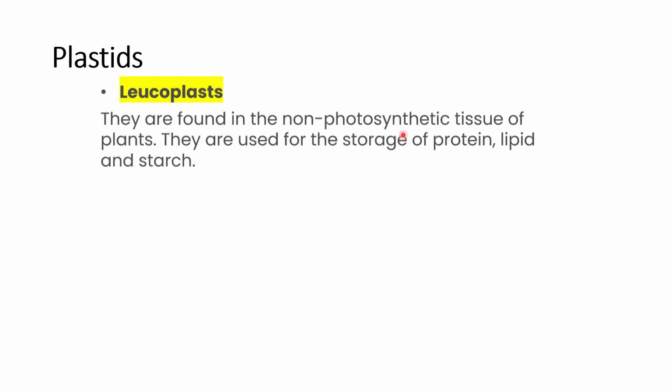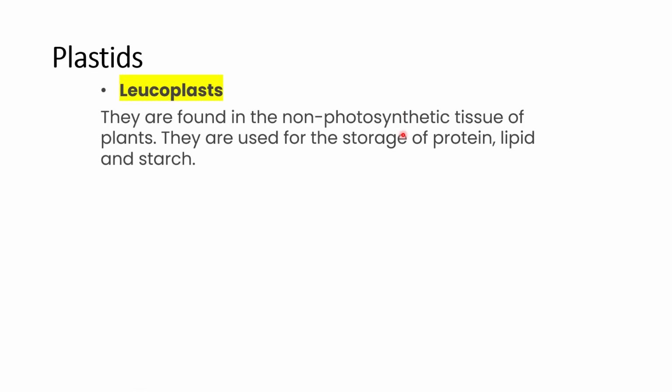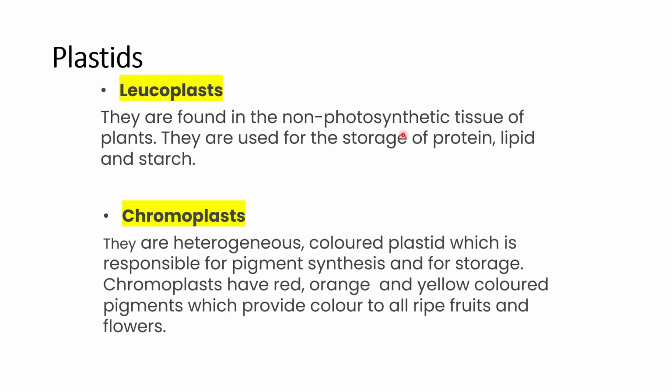Plastids are found in plant cell. They can be of different types. The first type represents leucoplast. As the name suggests, these are vesicle type components, and leucoplast means which are not colored. So these vesicles are found in non-photosynthetic tissues of plants. They are usually used for storage of protein, lipid and starch. The second type of plastid is chromoplast. They are heterogeneous in nature and they can be colored.